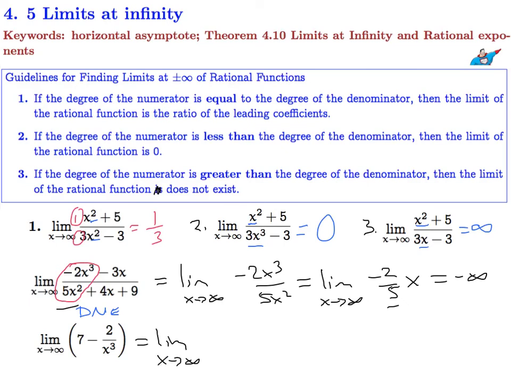The limit is going to be the limit as x approaches infinity of 7, minus the limit as x approaches infinity of 2 over x cubed. The first limit's easy, it's a constant, it's 7. The second limit is easy, it's 0, so our limit overall is just going to be 7.